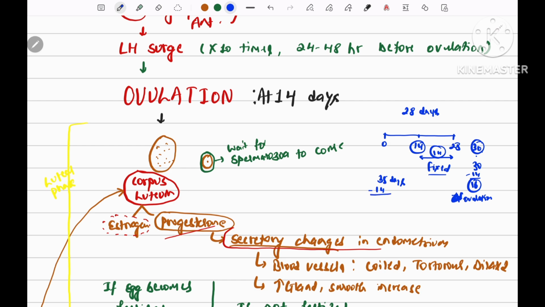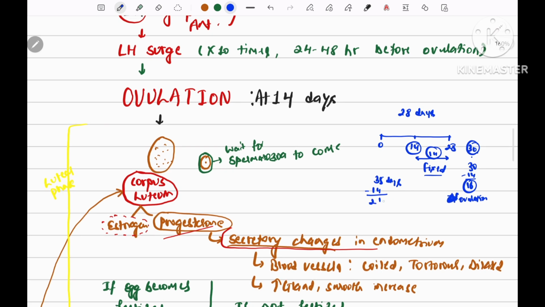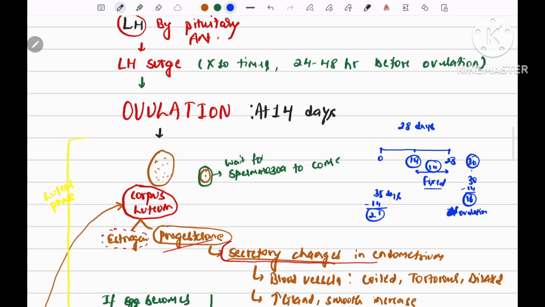So this is 21 days. Our ovulation occurred at 21 days. Again we take one example. If the menstrual bleeding occurs at 22 days, now again here the 14 days will be fixed. So 22 minus 14 is 8 days. So at 8 days our ovulation occurs. We have to know these things, that the second stage of the cycle is fixed.